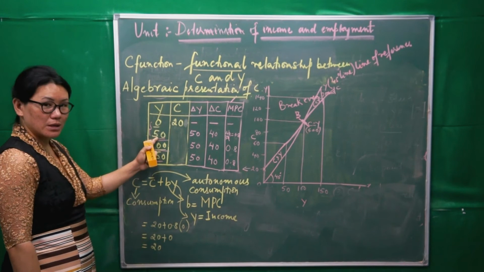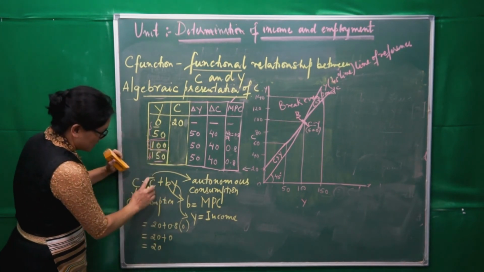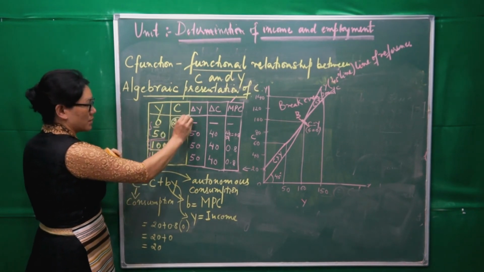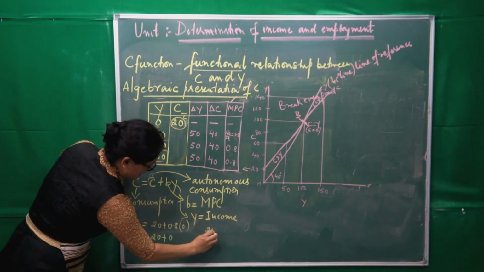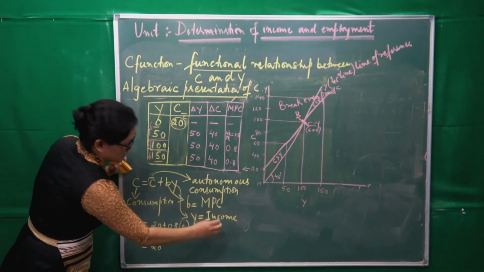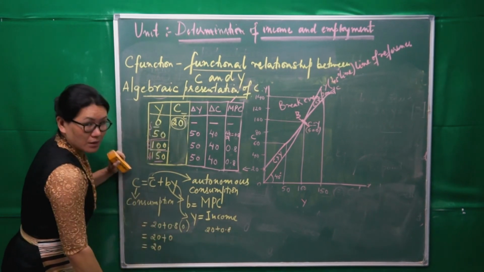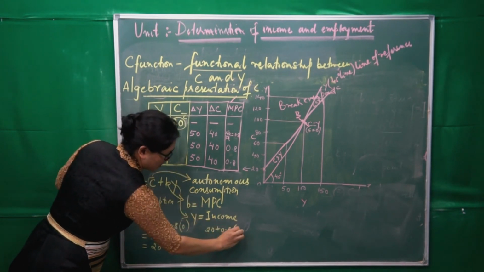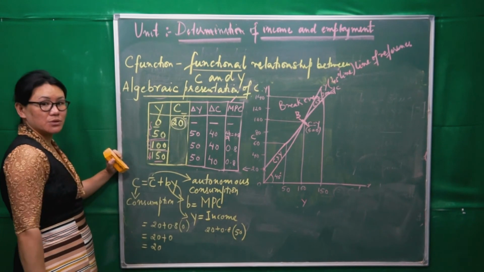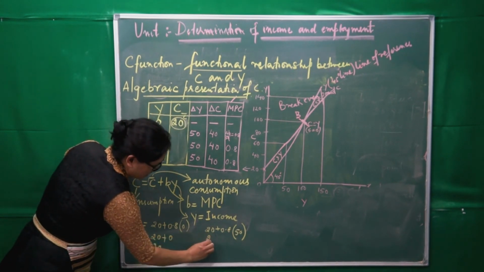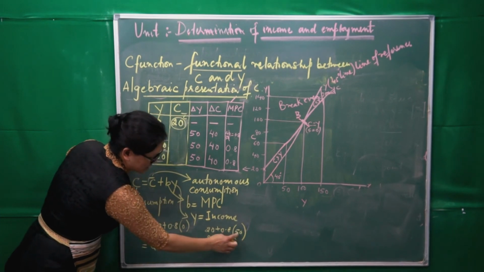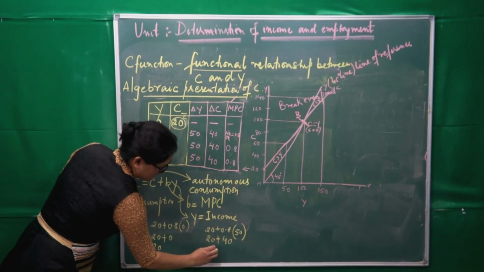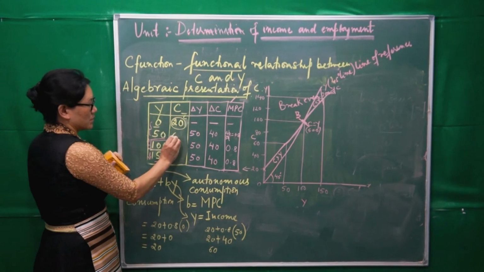Now we will go for the second one. See here, this is what? Autonomous consumption. So we have to take up this one only, right? This is autonomous consumption, this is C bar. So the second one is 20 plus B, which is 0.8, and Y, it is given how much? 50. Now we can easily find out consumption. It will be 20 plus these two, which is 40. So 20, 40, 60. Here it will be 60.